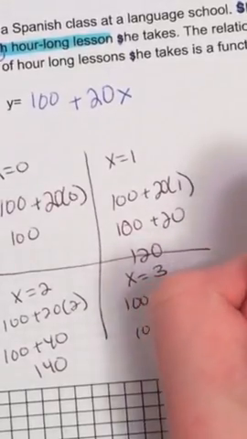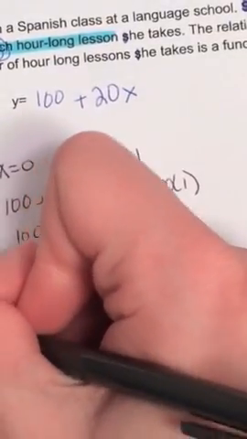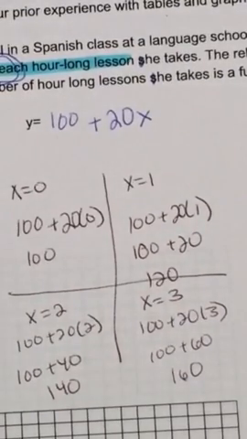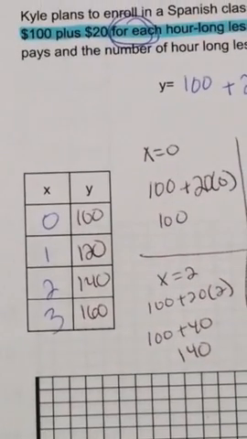And 100 plus 60 is 160. Okay? So notice here I have my cute little table after I've plugged in all those numbers. So if you need to review how I did any of those, they're all right there. Okay. Now I'm going to take these wonderful points and I'm going to plot them.